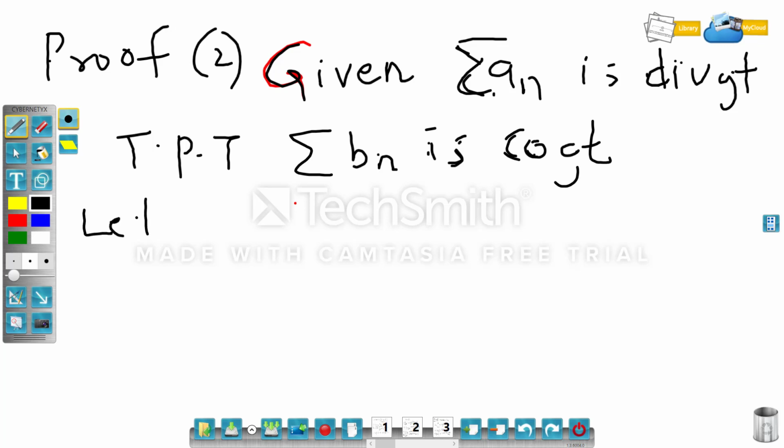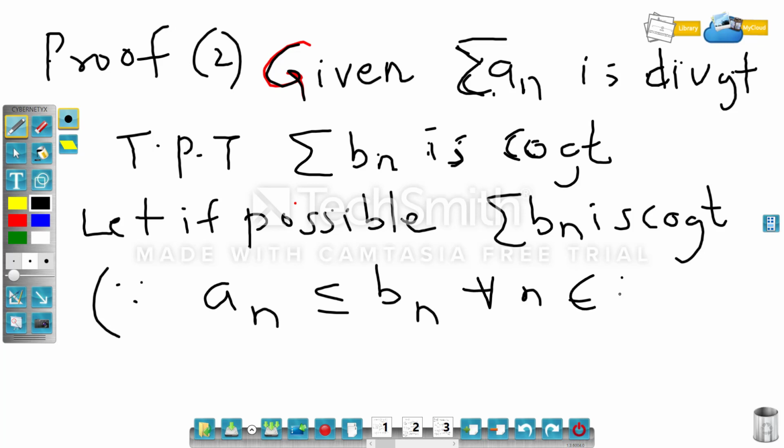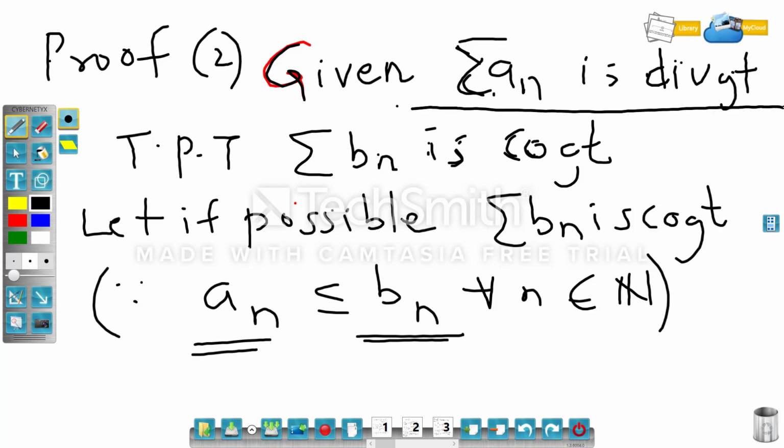Let it be possible that series bn is convergent. So suppose we assume that series bn is convergent. If series bn is convergent, and we also know that an is always less than or equal to bn for all n belonging to natural numbers, then by the theorem we just proved, number 1, series an is convergent. But it is given that series an is divergent, which contradicts the fact.